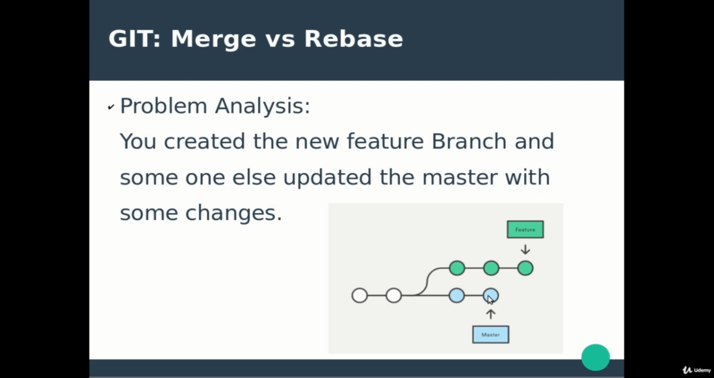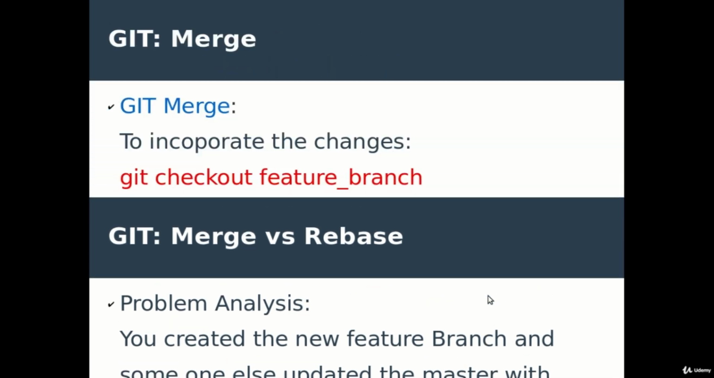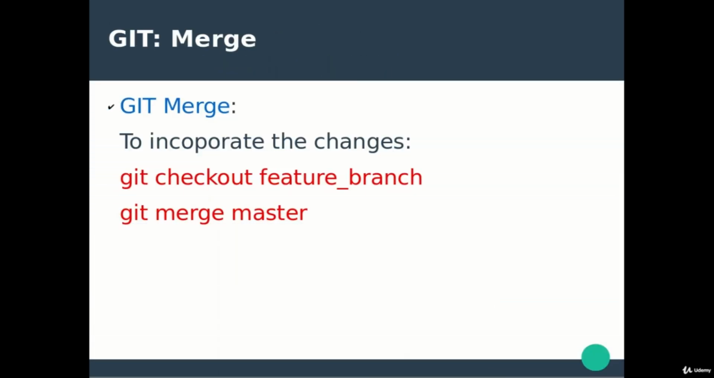Now, what is the option? In the previous lecture, we saw the option of git merge. We can merge the code base. We can merge the master with my feature branch. That's simple, we have already seen that. To incorporate the changes, I just need to check out my branch and then merge it with master. We have done it a lot of times.